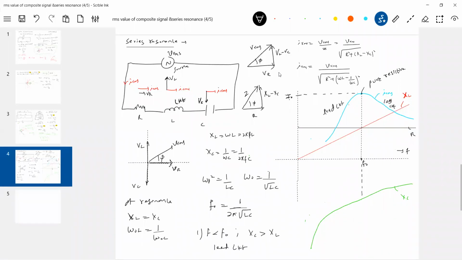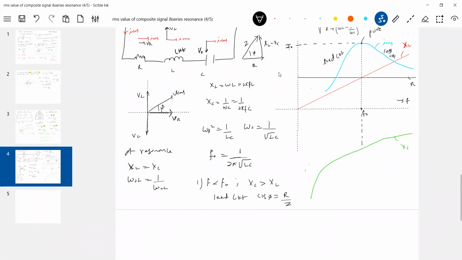Then what is the formula for power factor? Again, the same formula, no? Cos phi equals R by Z. The impedance you have to calculate. Similarly for f greater than f naught, XL will become greater than XC, then it will become a lag circuit. Then power factor, again the same formula.